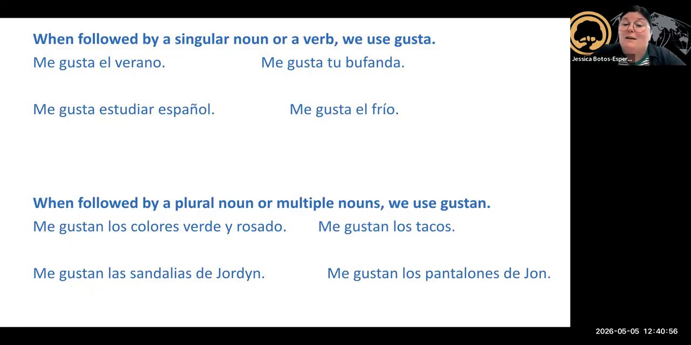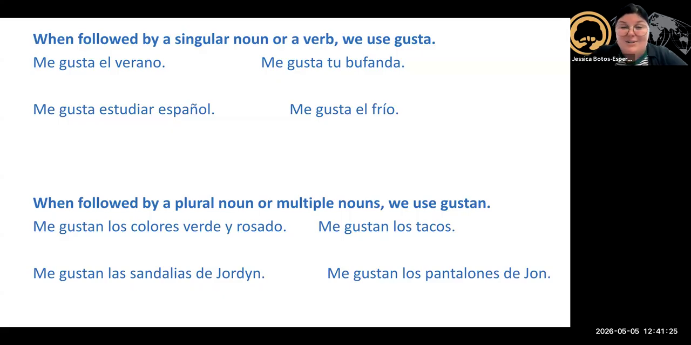El frío is singular, so we use gusta. All right, when followed by a plural noun or multiple nouns, we're going to use gustan. Me gustan los colores verde y rosado. I like the colors green and pink. This is followed by los colores, which is plural, so we're going to use gustan. Me gustan las sandalias de Jordan. I like Jordan's sandals. Sandals is plural, so we're going to use gustan.